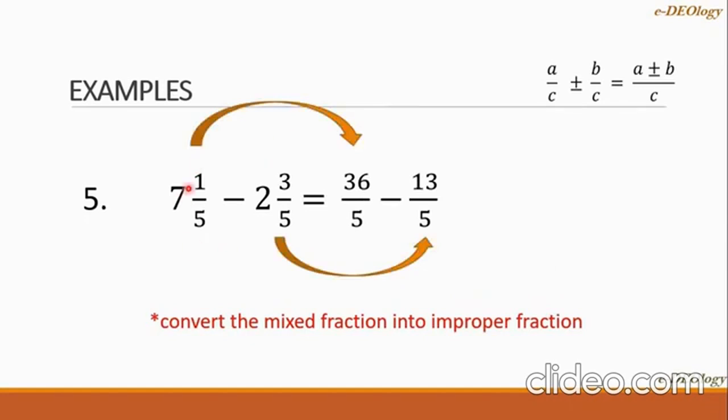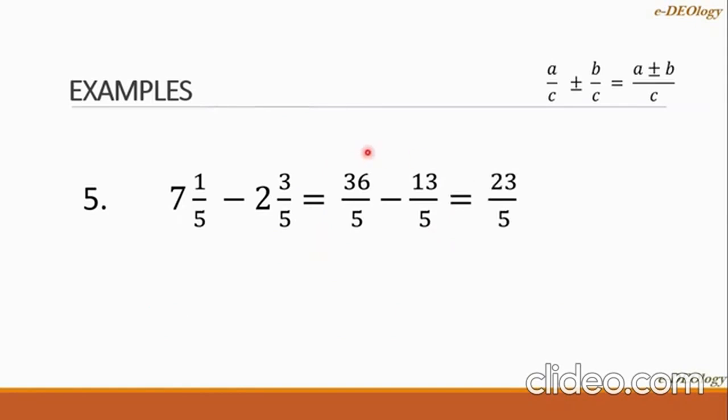So the 7 and 1/5 becomes 36 over 5. I assume that you know how to change a mixed fraction into an improper fraction. See, this 2 and 3/5 becomes 13 over 5. So in this part, we now have two improper fractions, but they are like fractions. So we can now subtract the numerators. 36 minus 13 equals 23, and we copy the same denominator of 5.